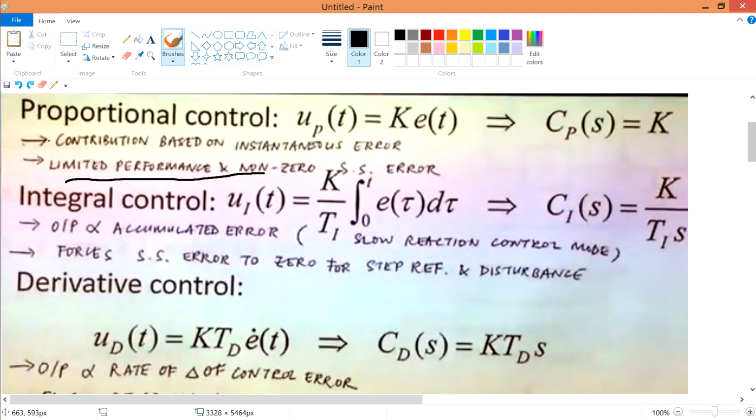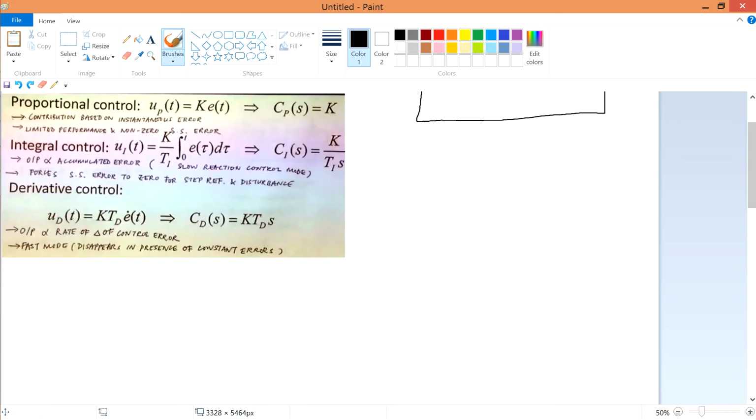It's a limited performance with a non-zero steady state error. Limited performance means that once your gain is high, you'll be very oscillatory. If you have a low gain, the response looks like this, and this is the steady state that you want. Maybe you want your response to be 1. That's fine for a normal low gain, but because your gain is low, your performance will be slow. Therefore it's limited performance.